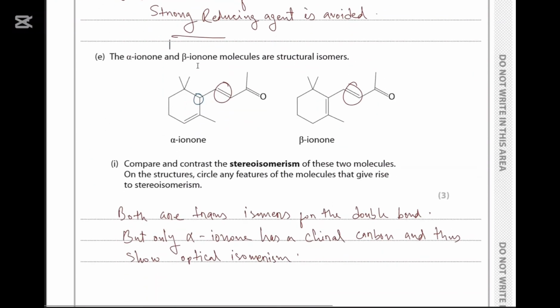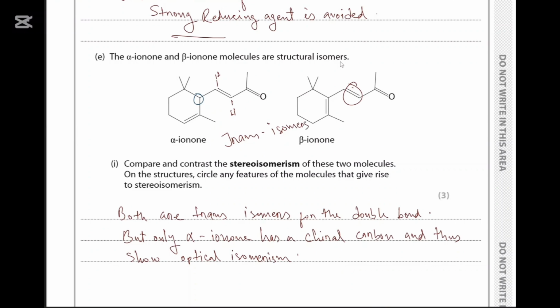The alpha ionone and beta ionone molecules are structural isomers. Yes, because here you can see that they are. Here you can see there is a double bond, there's a double bond. Since here is an H, so there are, sorry, not cis, trans isomers. They are trans isomers, stereoisomers.